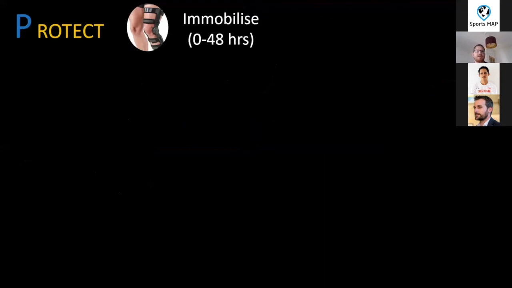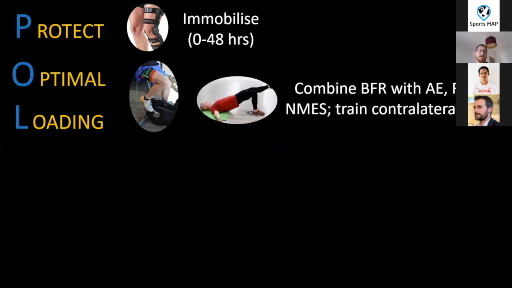So, I've got one more slide after this. This is my updated POLICE paradigm for acute injury management. P, protection still: immobilise the first 2 days. Optimal loading: here we can combine blood flow restriction with aerobic exercise, resistance exercise, and electrical stimulation to enhance muscle adaptation, and we can train the contralateral limb heavy.